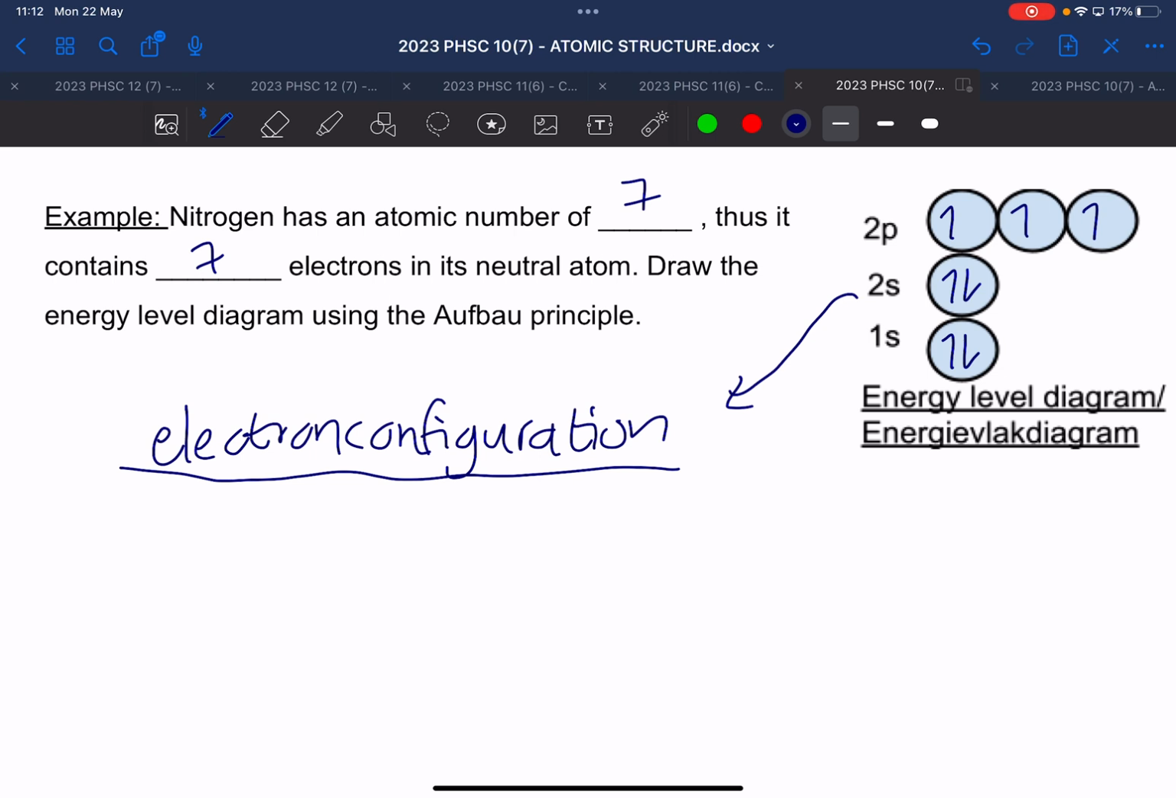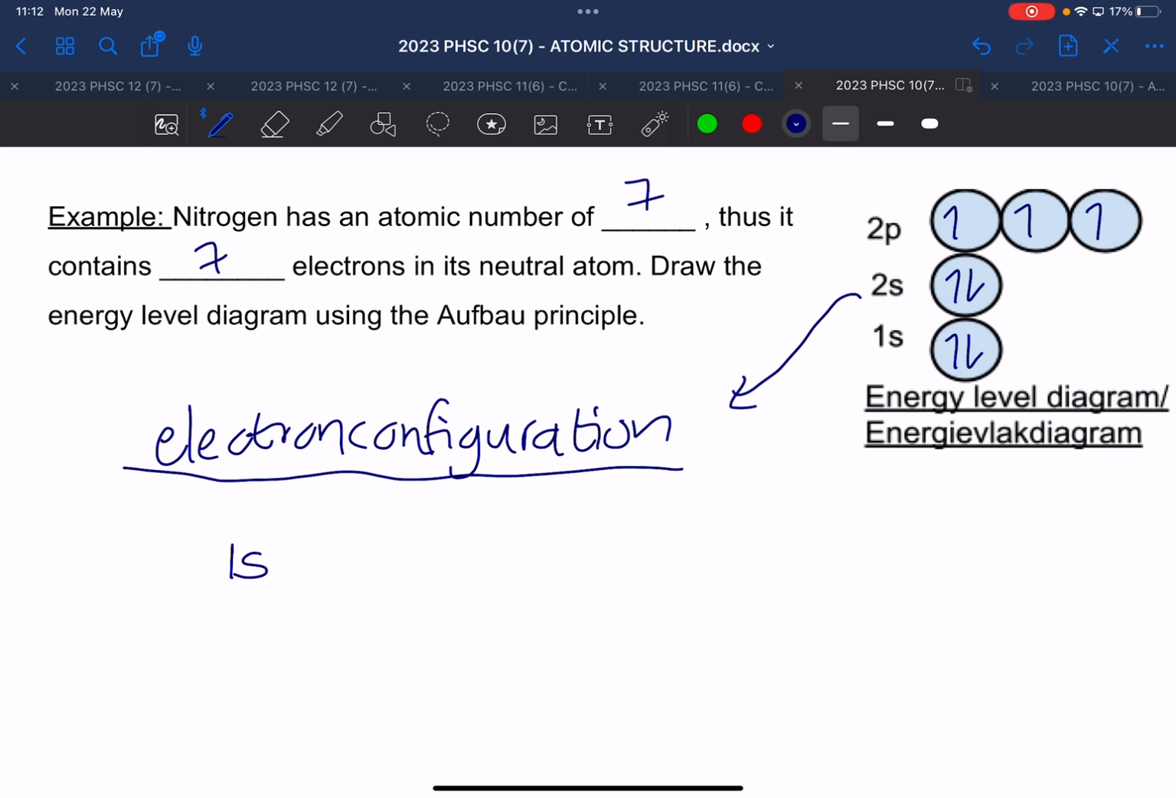Rory, in the first s orbital, how many electrons do we have? We can help her out. In the first s orbital, how many electrons do I have? 2. So you're going to say 1s to the power of 2.